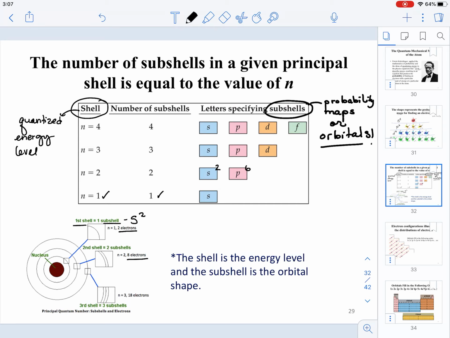And just to illustrate one last example, shell number 3 has 3 subshells, S, P, and D. S can hold a maximum of 2, P can hold a maximum of 6, and D can hold a maximum of 10. If we add those 3, that's where the number 18 comes from.